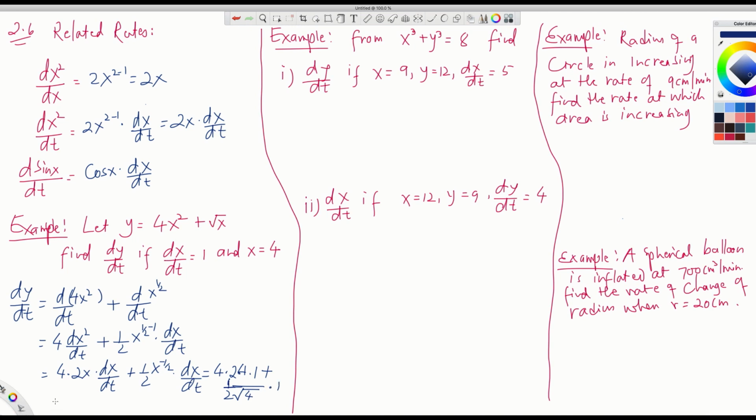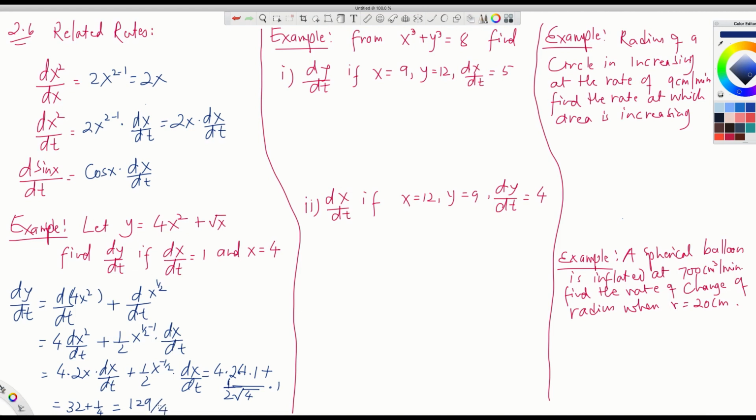If you simplify that, 4 times 2 is 8, times 4 is 32, plus 1 over 2 times root 4, which is 2, so 2 times 2 is 4, giving 1/4. So 32 plus 1/4. If you simplify that, 32 times 4 is 128, plus 1 is 129. Basically you will get 129 over 4. That is the final answer.